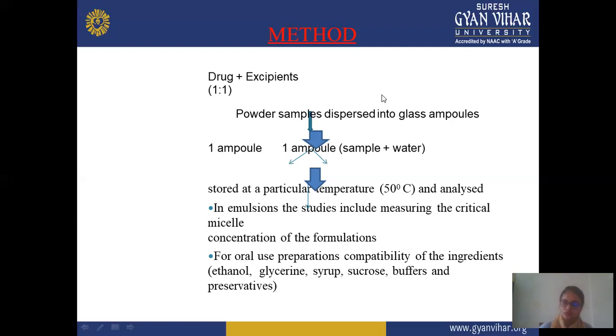Suppose you are testing this for an emulsion, then you ensure whether the critical micellar concentration, how much the concentration of CMC, is changed or maybe remains the same. And for oral preparations, mainly check the compatibility with ingredients or with excipients like ethanol, glycerin, syrup, sucrose, buffer, and preservative type of excipient. You check.